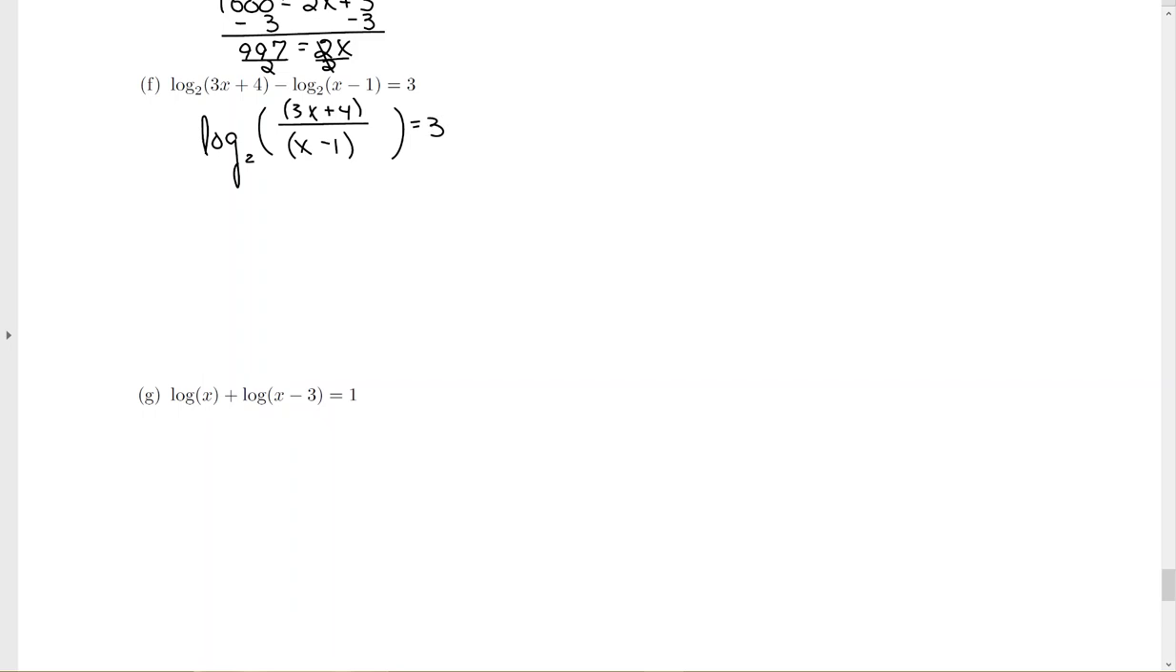Equals 3. Next, get rid of the word log by bringing your base down. 2 to the third equals 3x plus 4 over x minus 1. So 2 cubed, I can call that 8.